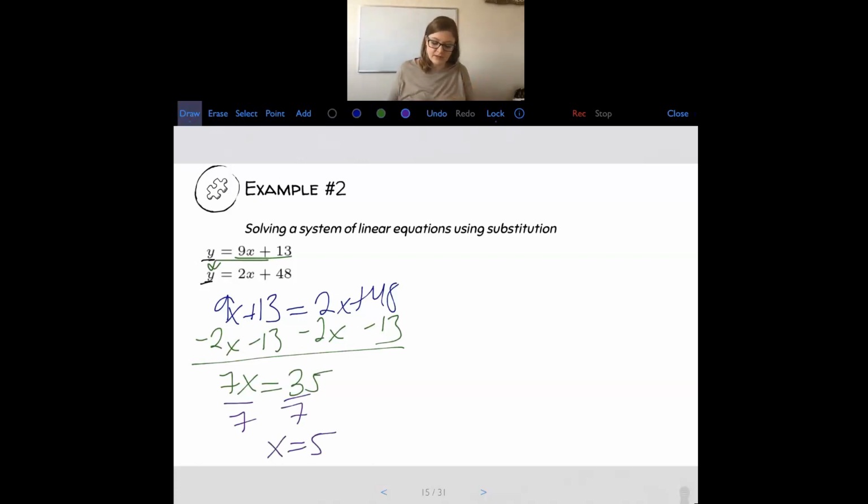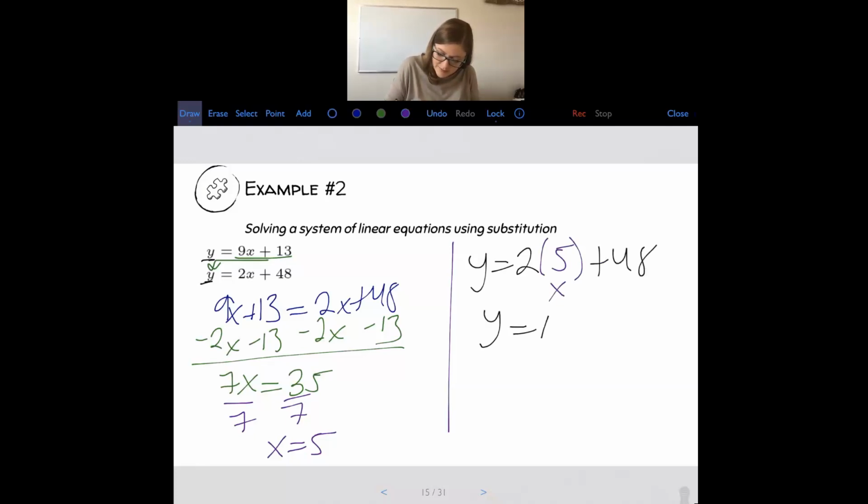Okay, now to get the y value, you can use either the top or the bottom original equation, y equals 9x plus 13, or y equals 2x plus 48. I'll probably use the second just because, I don't know, multiplying by 2 is a little bit smaller than multiplying by 9, but you could use either one. So we have y equals 2 times our x value. Remember, this was 5, plus 48. So y is equal to 10 plus 48, so y is equal to 58.